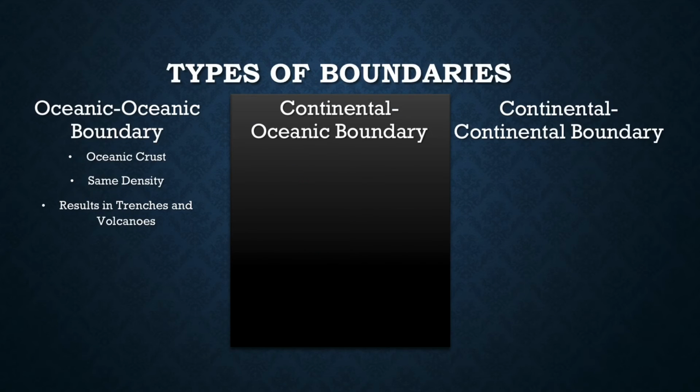In an oceanic to oceanic boundary, both of the plates are the same density, so one of them has to dip below the other, which forms trenches and volcanoes.